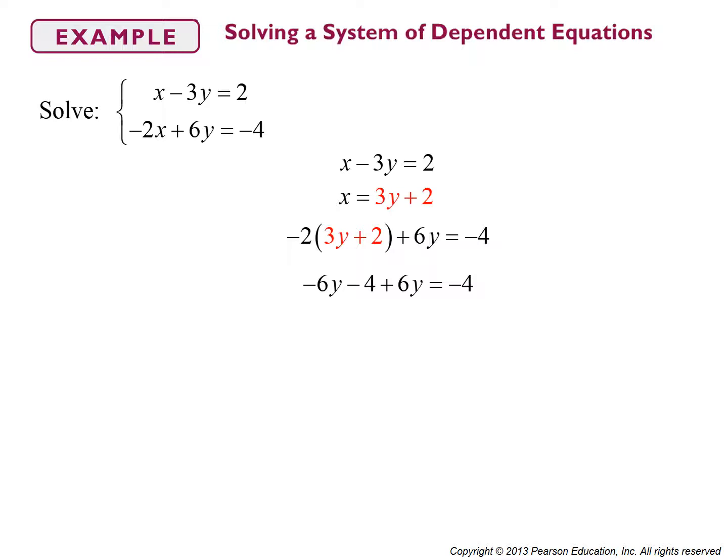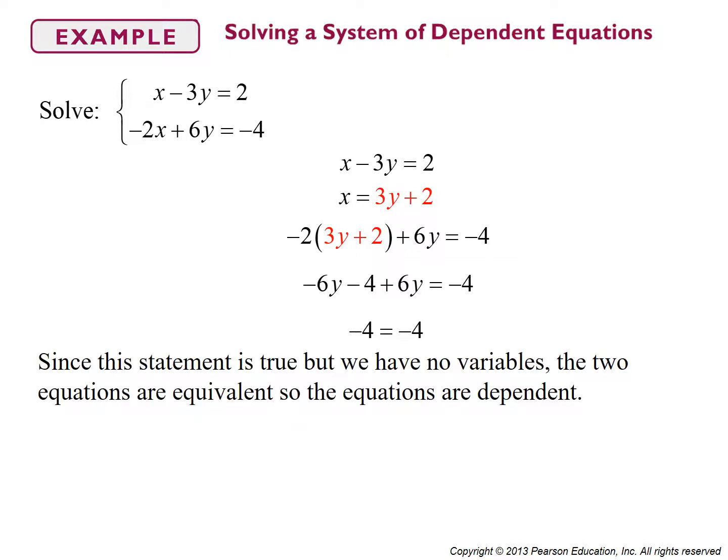Now just like the one we did with the inconsistent system, we have a negative 6y and a plus 6y, so those will cancel out. But this time, what we're left with is negative 4 equals negative 4, and that is a true statement. So since we came down with something that's true, what we have are equations that we say are dependent on each other. It doesn't mean that we can have all real numbers as our solution, because we have to keep the dependency of the x and y connected. In particular, the x's always have to be 3 times y plus 2, what we solved for at the beginning.